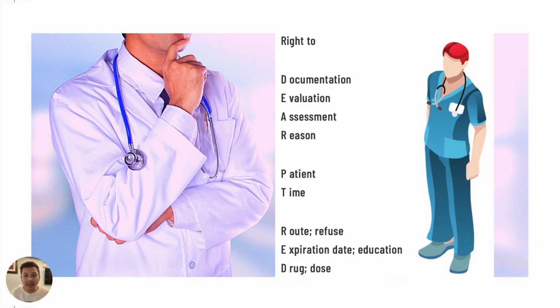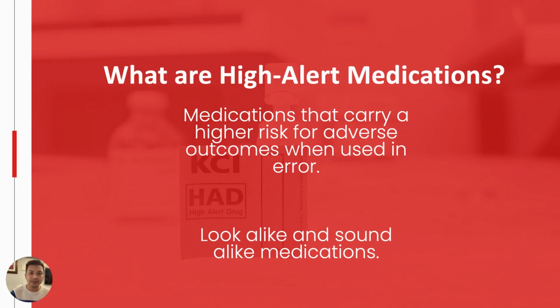And these are the rights in giving medications using the acronym Dear Patient Red. If we are going to count them, it is like 12 rights in giving medications. So D for documentation, E for evaluation, A for assessment, R for reason, P for patient, T for time, R for route and refuse, E for expiration date and indication, and D for drug and dose.